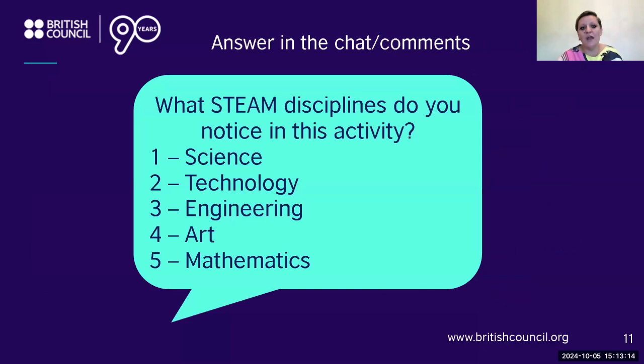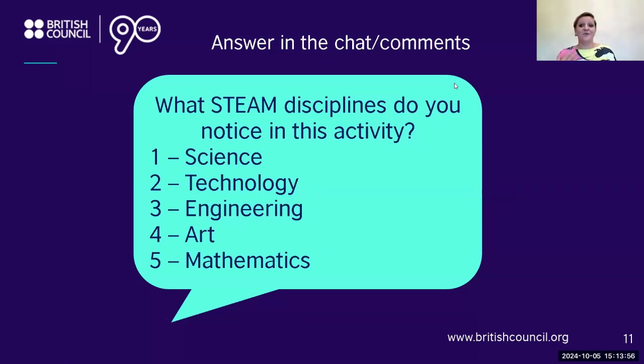So my question for you now is to write in the chat, what STEAM disciplines do you notice in this activity? So 1 is for science, 2 for technology, 3 for engineering, 4 for art, 5 for math. Please do write all of these that you actually notice. So somebody says all 5, somebody says 1 to 5, Gloria says 1, 2, 5, Marwan says art, Dragana says 3 and 4, Joyce says art and technology, Maida says 2 and 3, Zaina 1 and 4.